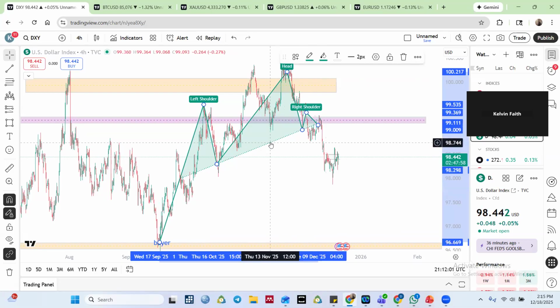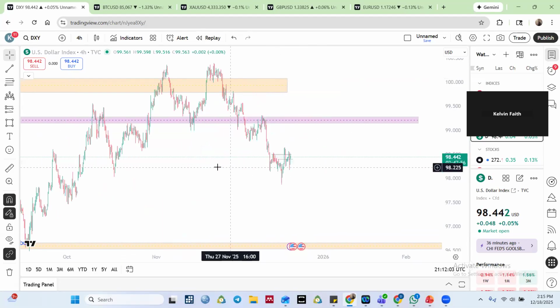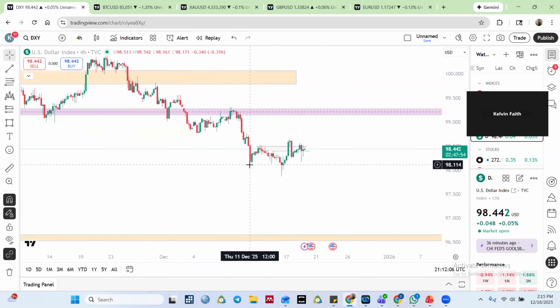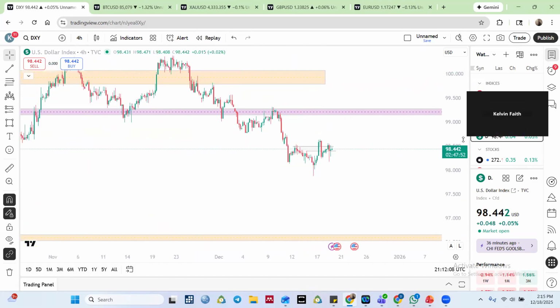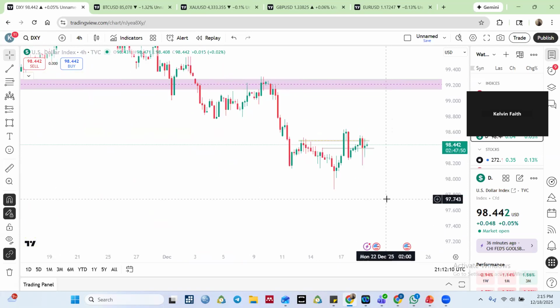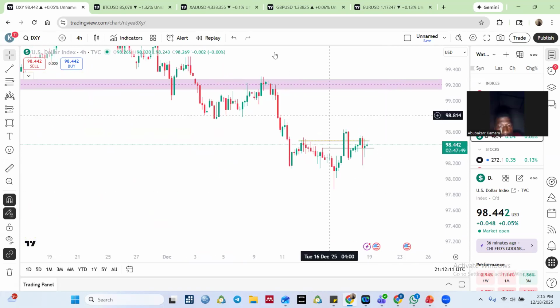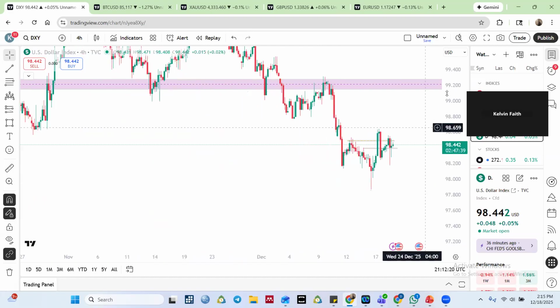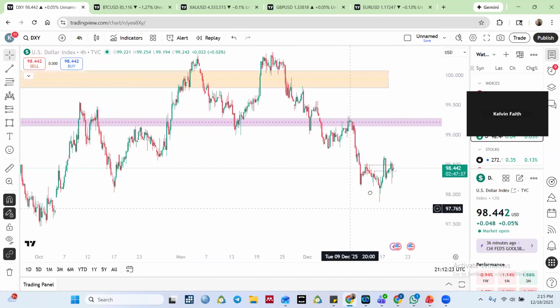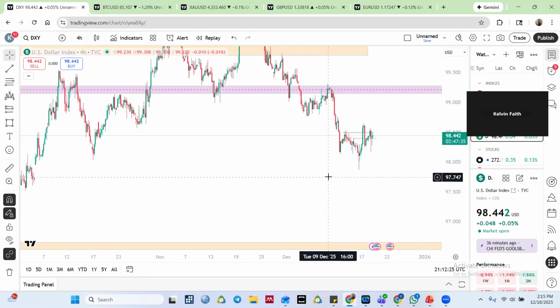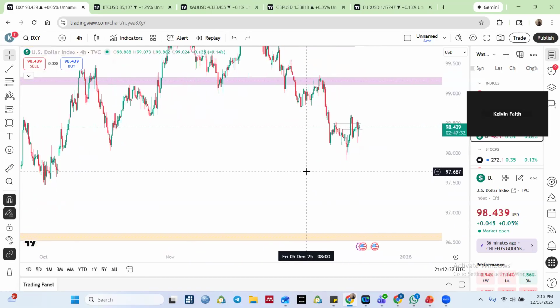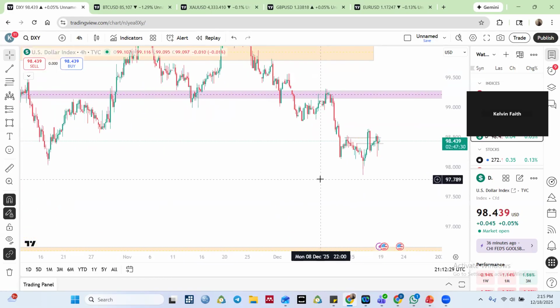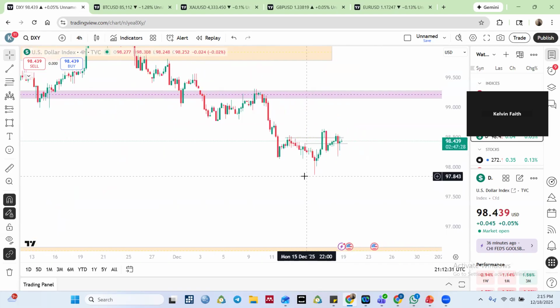But we don't normally trade the DXY. The DXY is used as the index to check how the other pairs are performing. So we have seen that the DXY is currently looking to go bearish.